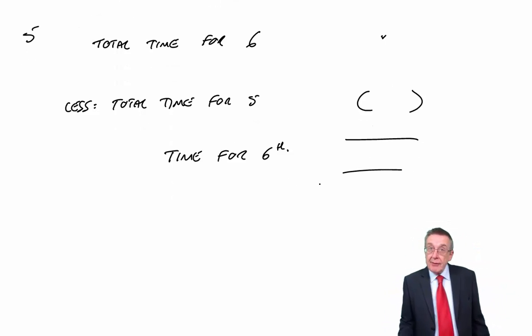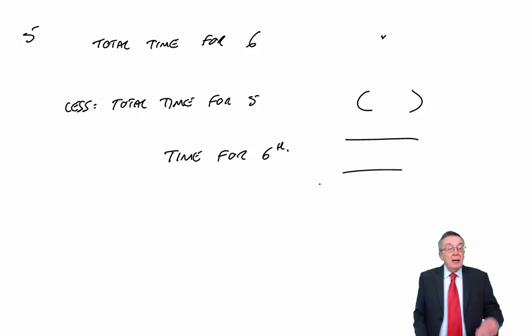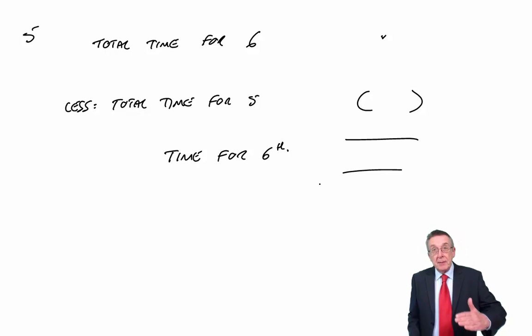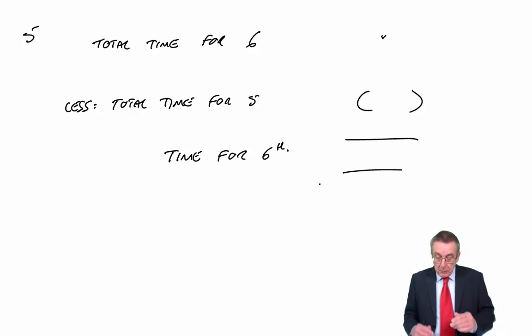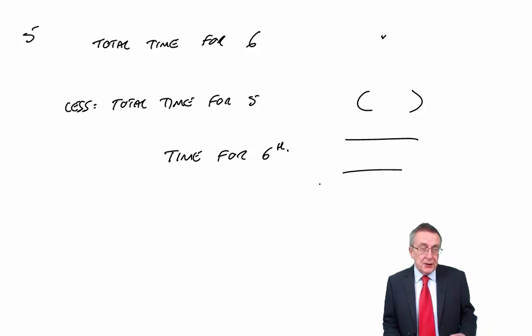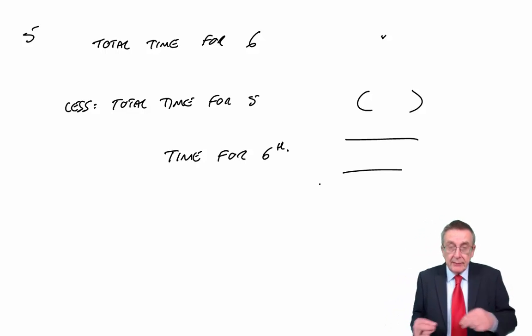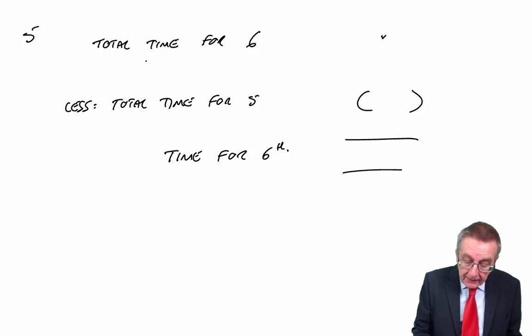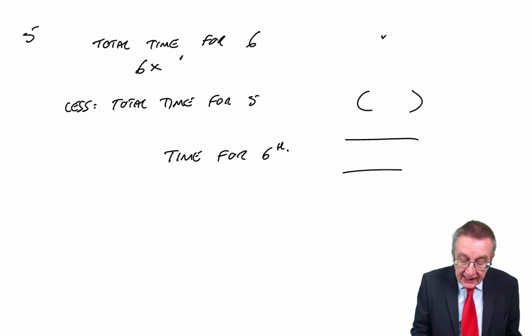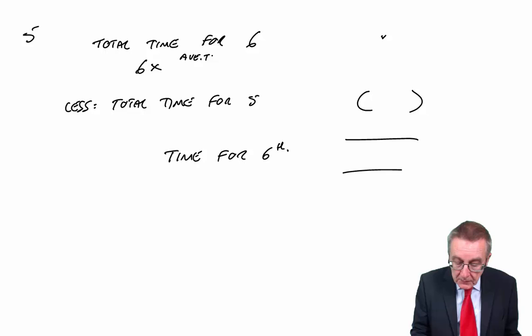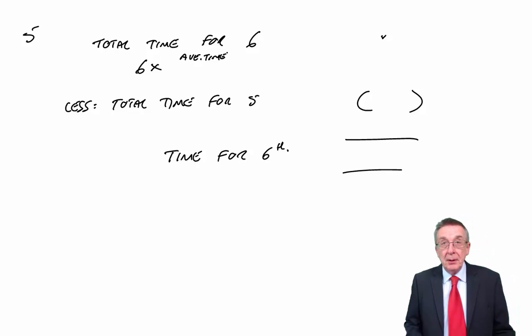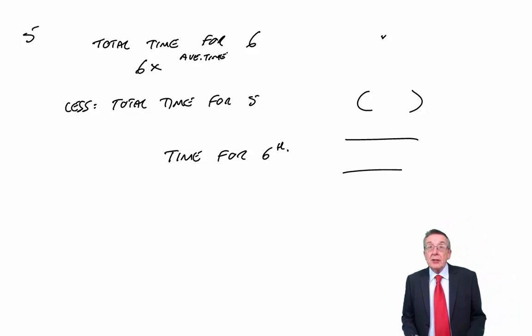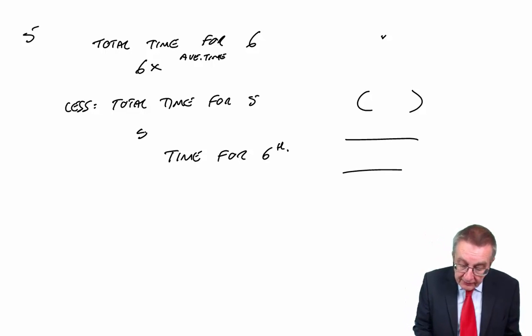And how are we going to get the total times? Well, I'll write down the formula in a minute, but it's on your formula sheet. The formula gives you the average time per unit for any number of units, or here per job for any number of jobs. So the total time for 6 will be 6 times the average time per job. And similarly, the total time for 5 will be 5 times the average time per job.